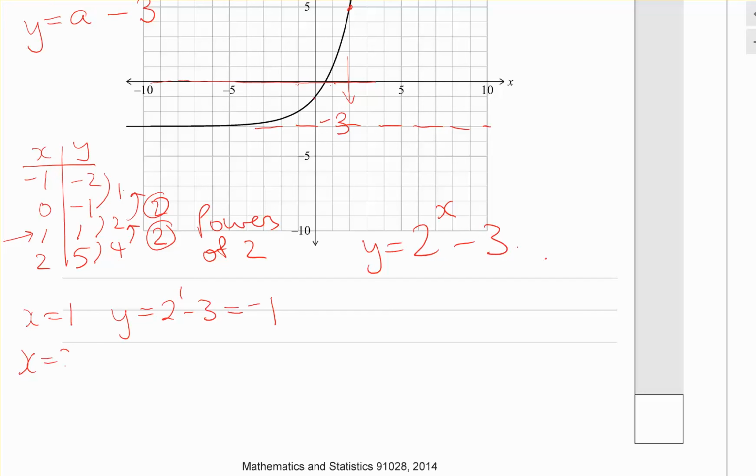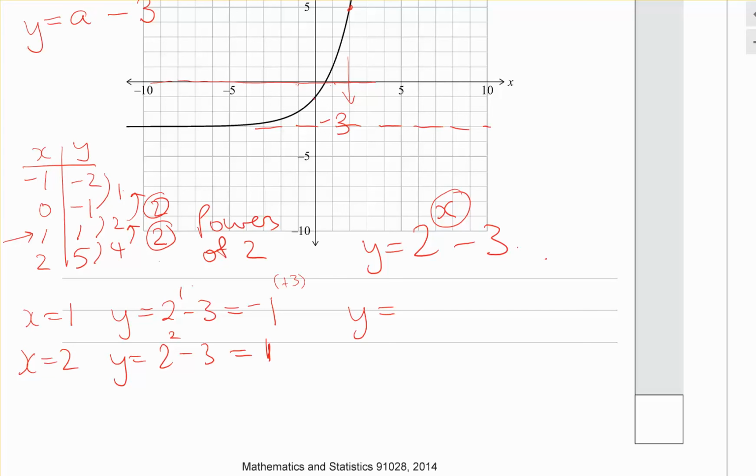When x equals 2, y equals 2 squared minus 3. 2 2s are 4 minus 3 is 1, so I'm going through 2 and 1, whereas we went through 1 and 1. So let's try playing around with this power here. When x equals 1, to get the minus 1, if we add 3, minus 1 plus 3 is 2, so I want 2 to the power of something that gives me 2.